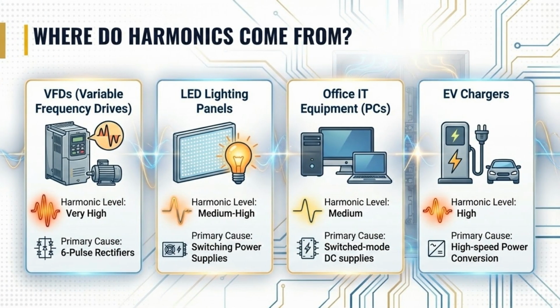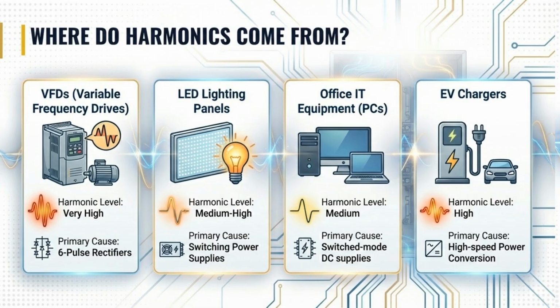Harmonics come from many sources. Examples include VFDs, LED lighting, office IT equipment, and EV chargers. They are primarily caused by switching power supplies and high-speed power conversion.